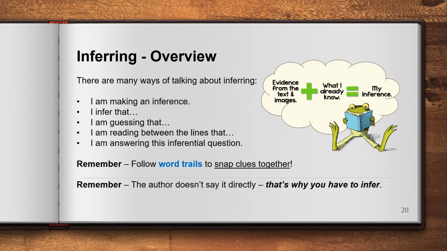So there are many, many ways of talking about inferring. We don't just say I infer. We might say I'm making an inference, I'm guessing, I'm reading between the lines, I'm answering an inferential question. But remember, the really important thing with inferring is to follow the author's word trails and snap those clues together. And remember, the author doesn't say a lot of things directly. The author does a lot of hinting and scattering of clues, and that is why you have to infer.